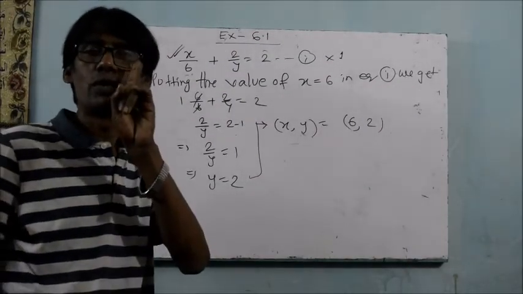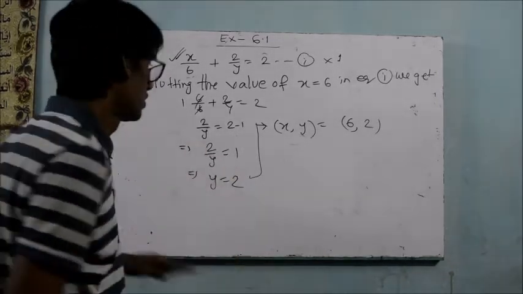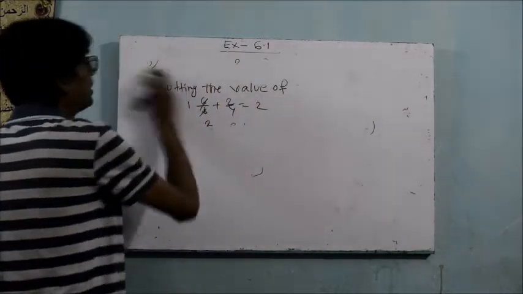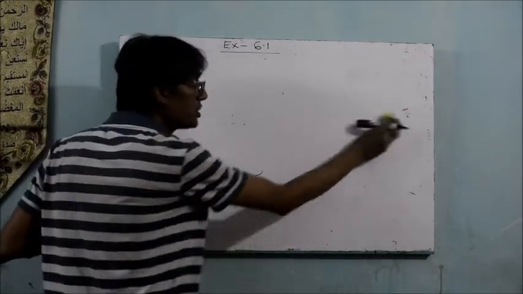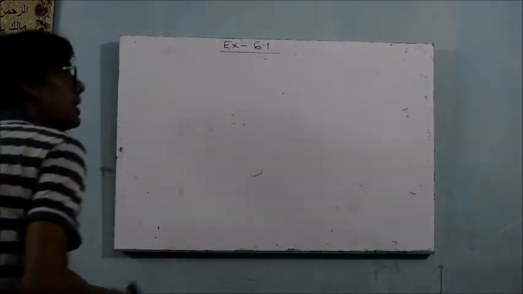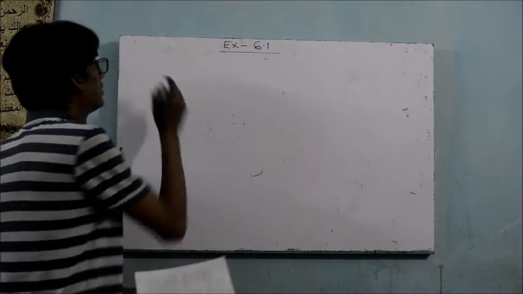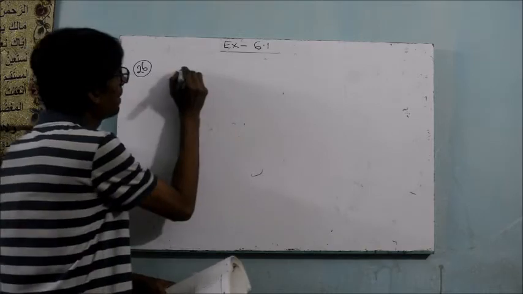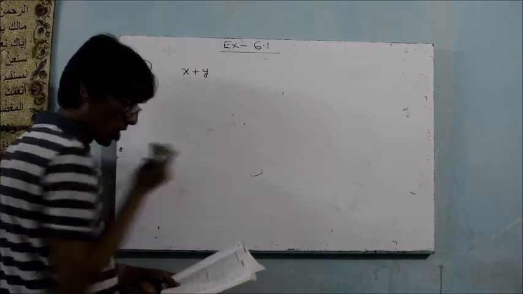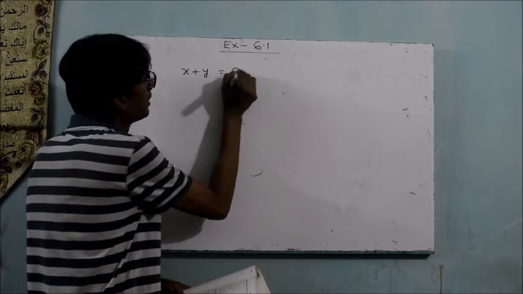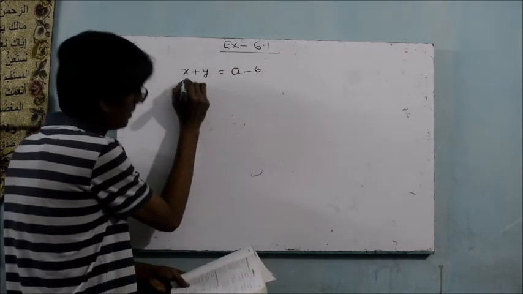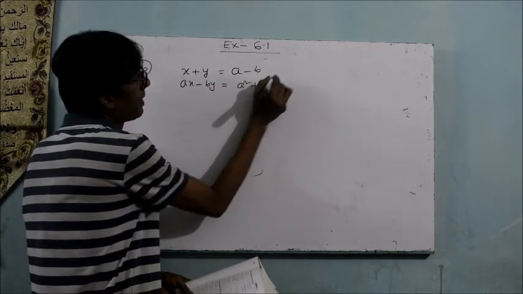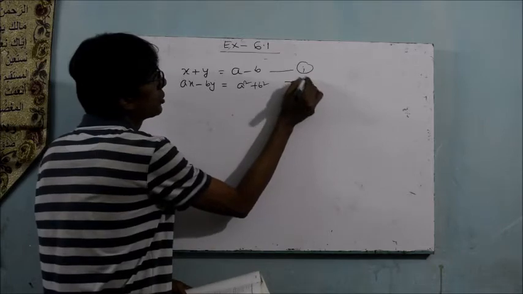Now only one math remains, number 26, so I am now going to solve it. After that the chapter will be closed, and then I will give you some worksheets to practice at home, and I will provide all of the answers. Question number 26 is x plus y equals a minus b, and ax minus by equals a square plus b square. This is equation 1 and this is equation 2.